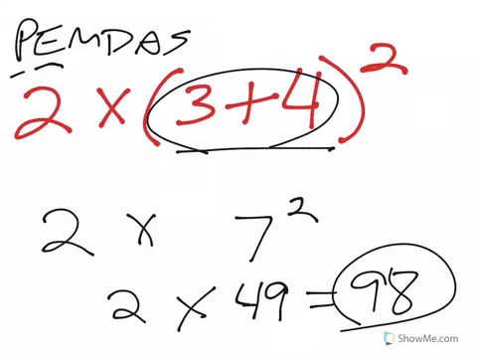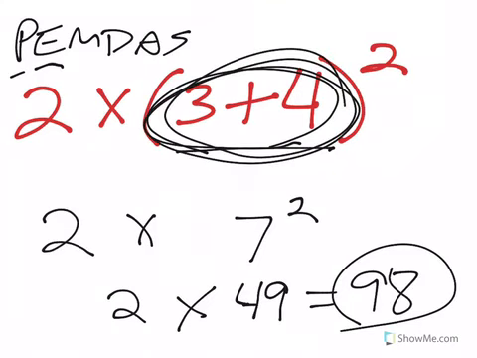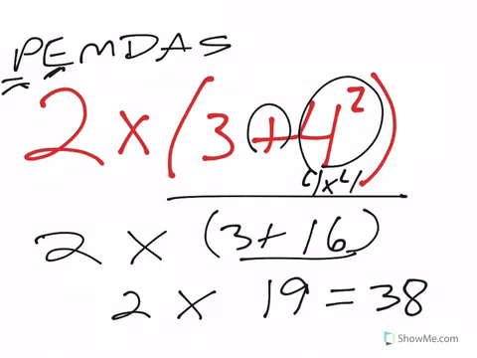The reason was this was 3 plus 4, and then you're taking that to the power of 2. This was 4 to the power of 2 plus 3. Same numbers, different problem, which is what PEMDAS is all about.